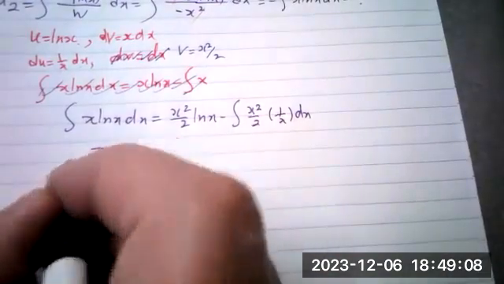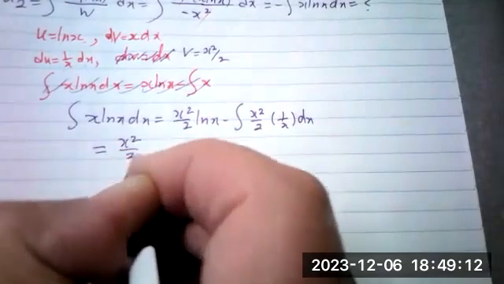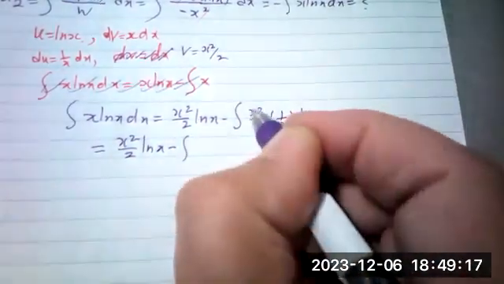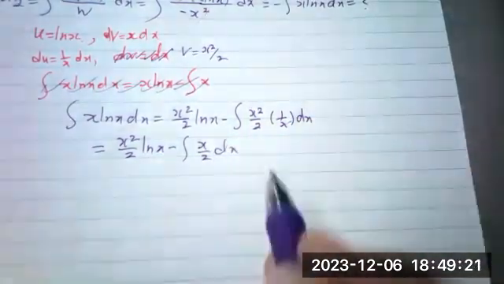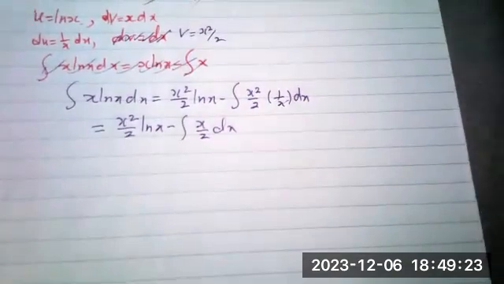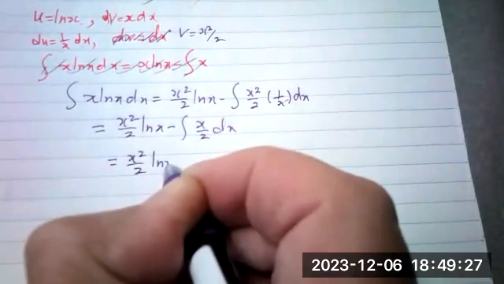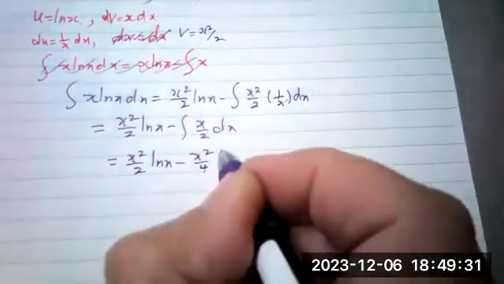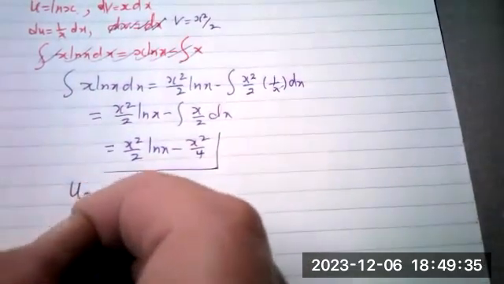Okay, so it's equal to the x squared over 2 ln x, and minus, these two would cancel out. That gives you x half dx again. That makes it x squared over 4, which is the standard formula for this. Okay, so it's going to be x squared over 4. So this is going to be your u2.